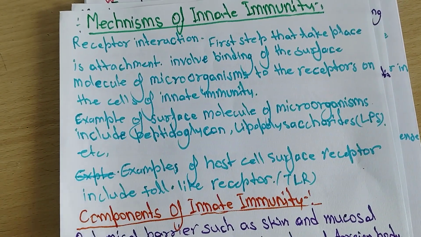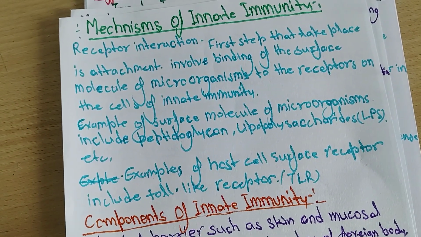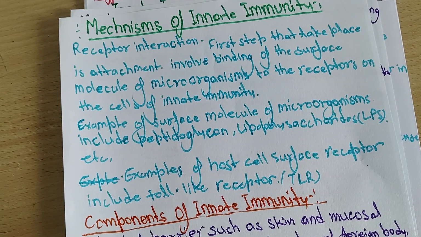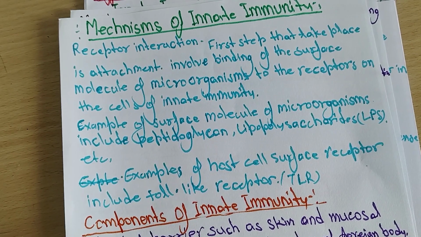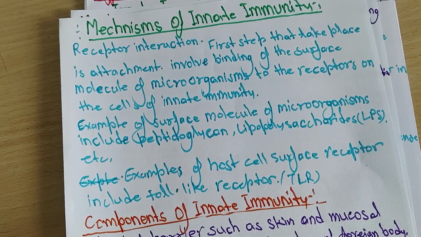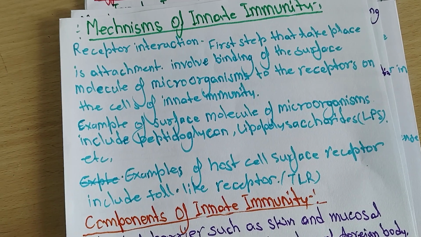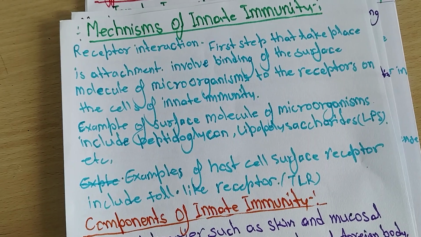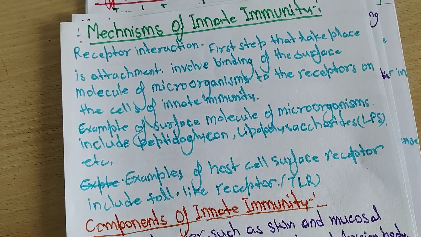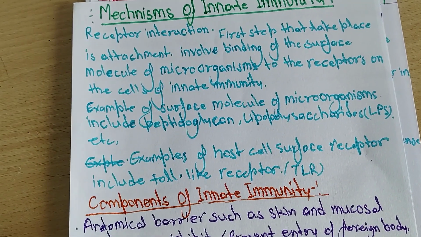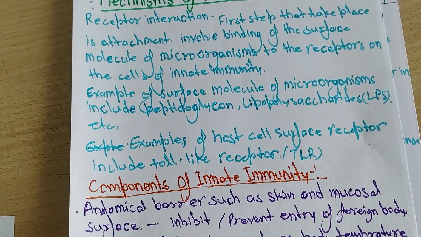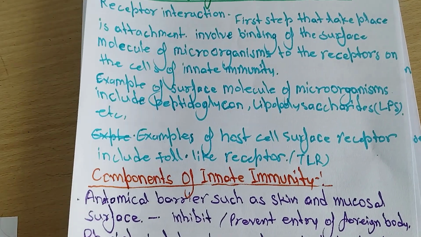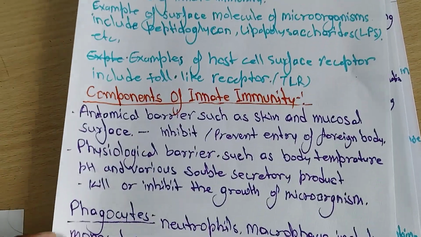Mechanism of innate immunity. The first step that takes place is attachment, which involves binding of surface molecules of the microorganism to receptors on the cells of innate immunity. Examples of surface molecules of microorganisms include peptidoglycan and lipopolysaccharide. An example of a host cell surface receptor is the toll-like receptor. Components of innate immunity.